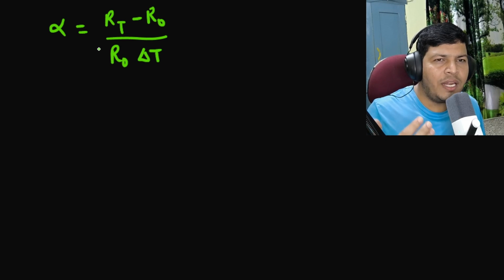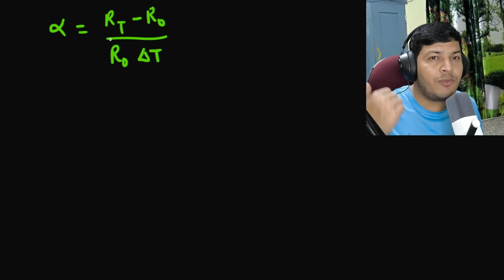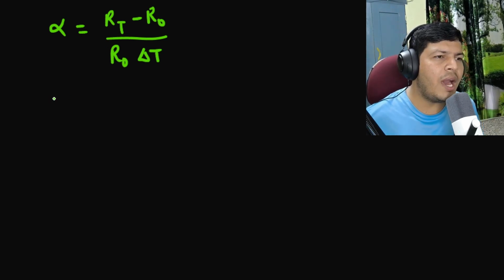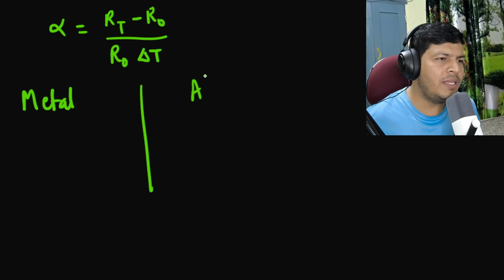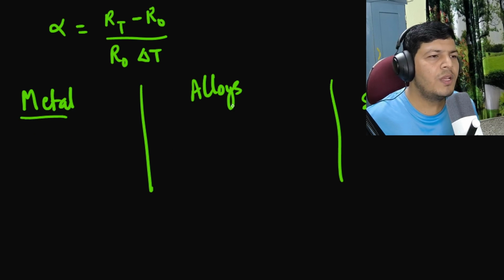We are not going to find out the value actually. We will just estimate it, whether it is large, small, or maybe negative. Can it be negative? So let's find out. So now we have alpha, and we have three types of materials. One is metal, alloys, and then we have semiconductors.